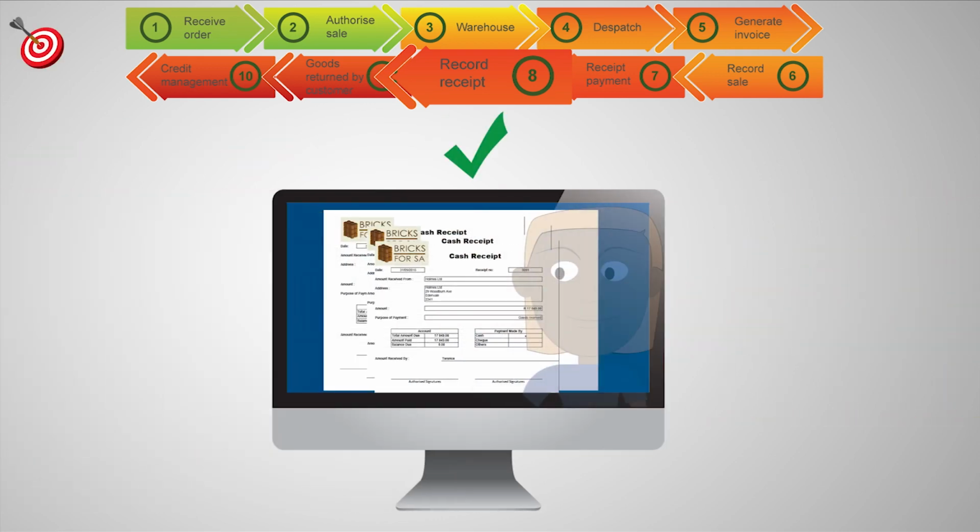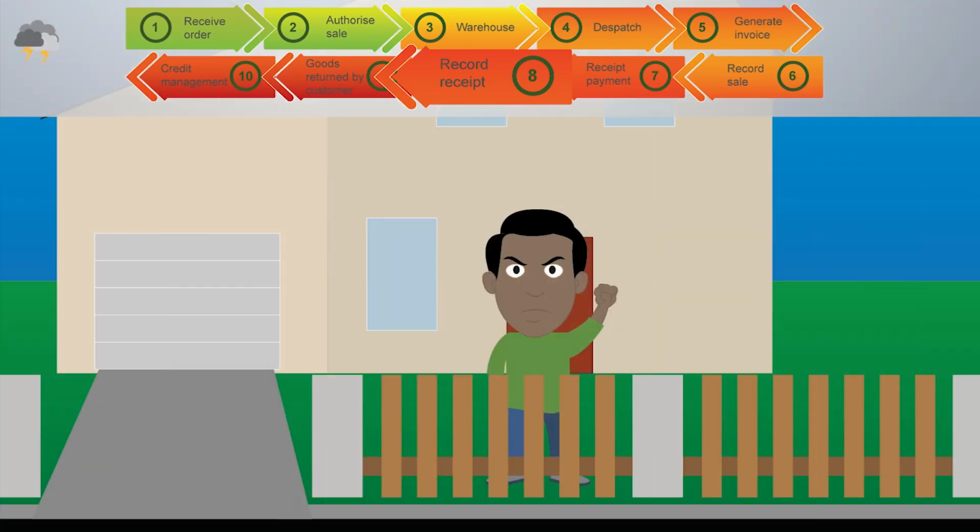An objective includes to record receipts accurately and enter these against the correct debtors. Risks for this step could include not recording receipts at all, which will lead to the incorrect reflection of the amount owed, and entering receipts against the wrong customer or debtor.